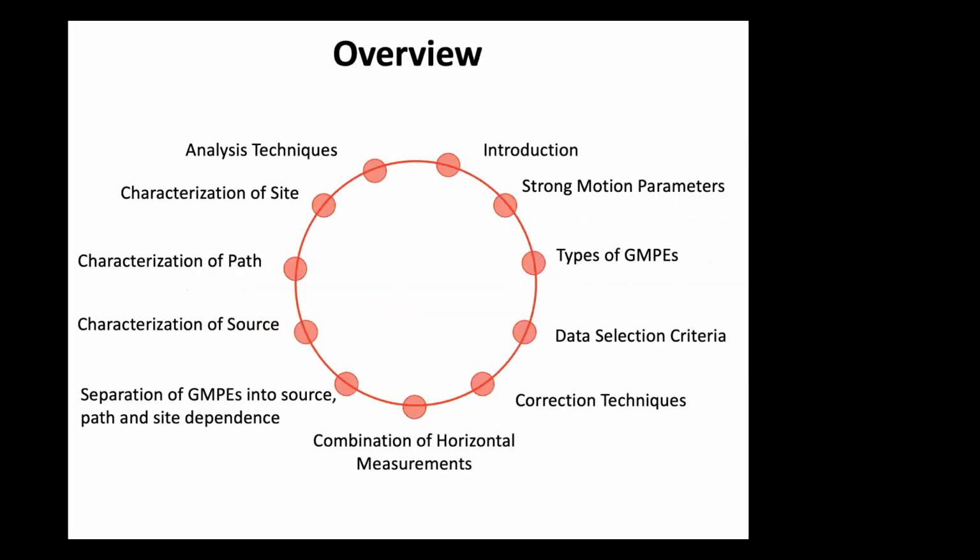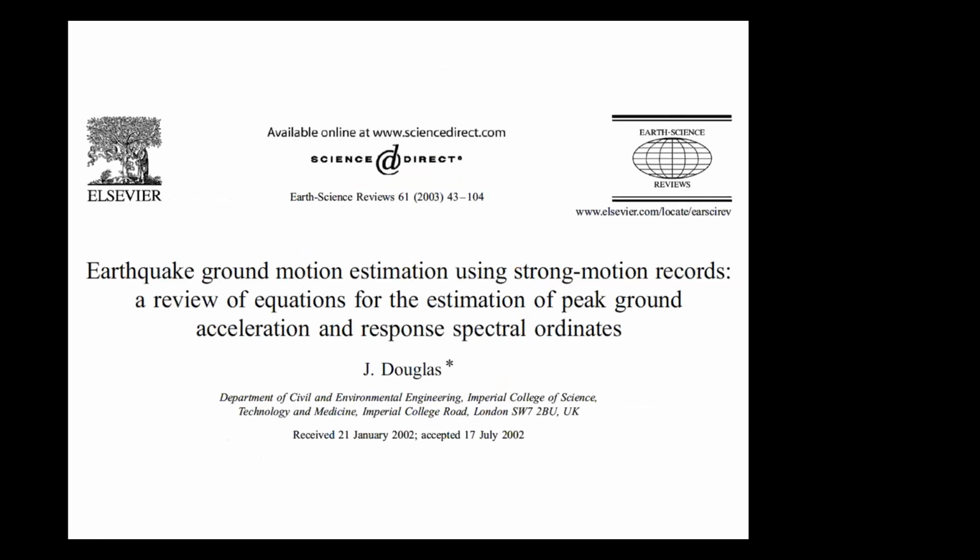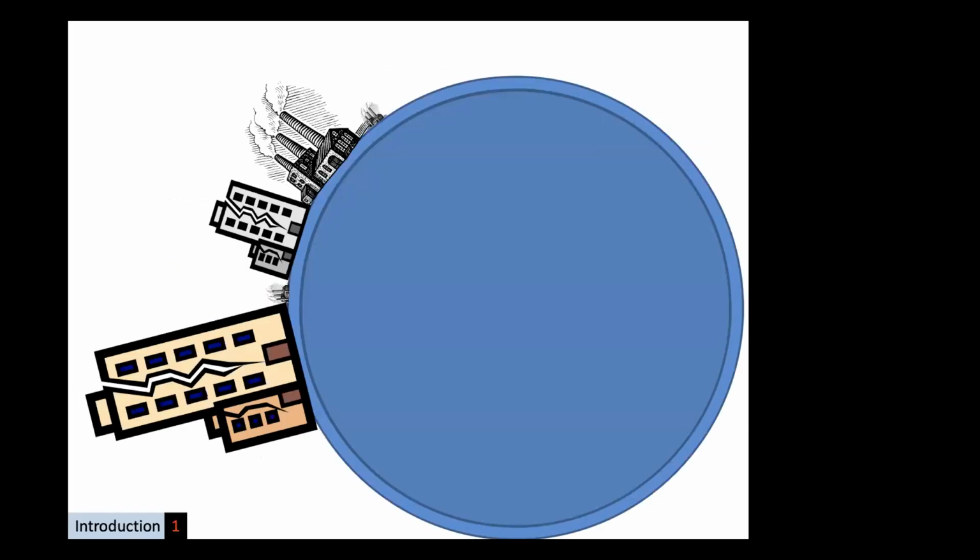So the topics that we will cover today are a short introduction, then we will discuss the strong motion parameters, types of ground motion prediction equations, data selection criteria, correction techniques, combination of horizontal measurements, separation of GMPEs into source, path, and site dependence, characterization of source, characterization of path and site, and finally, analysis techniques. And as I told you, you can find all the details of the materials in this paper.